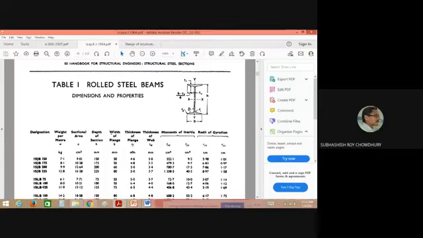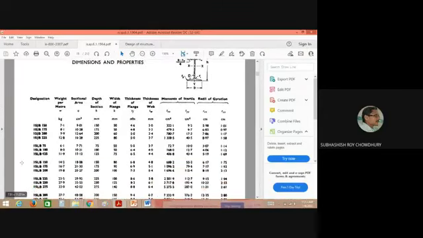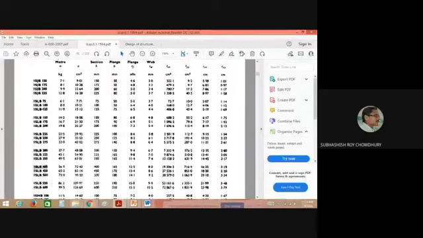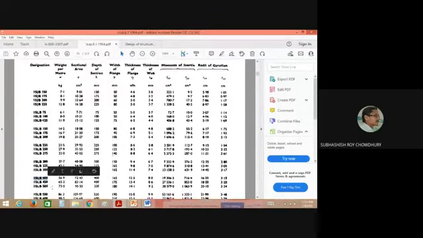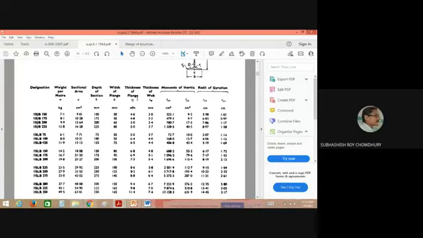So when I say, for example, ISLB 400, just consider this one, one of the sections. What should be its weight per meter? That is given in the first column of this table. Then what should be its cross-sectional area? It will basically be a one-dimensional member.